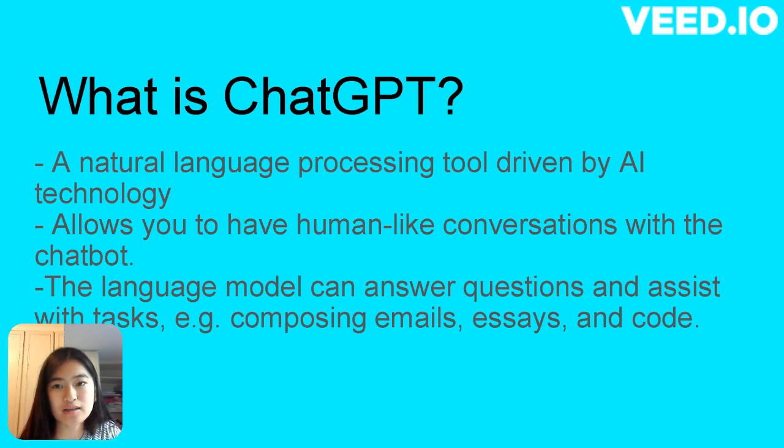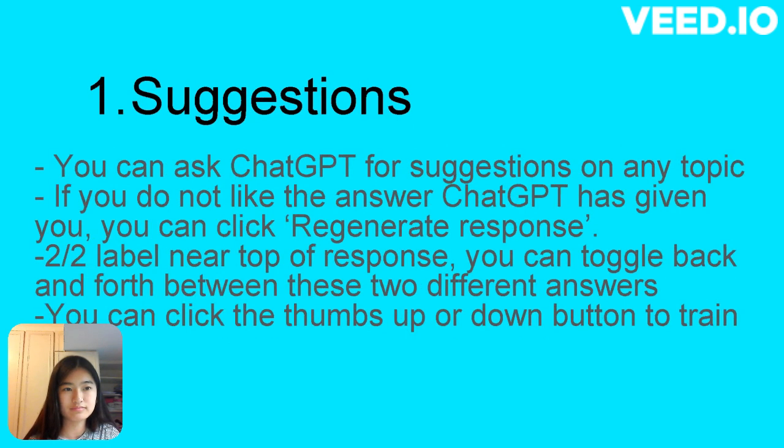ChatGPT is a natural language processing tool driven by AI technology, and it allows you to have human-like conversations with the chatbot. The AI chatbot and its generative pre-trained transformer architecture were developed by OpenAI to safely generate natural language responses and high-quality content in such a way that it sounds human-like. The language model can answer questions and assist with tasks such as composing emails, essays, and code.